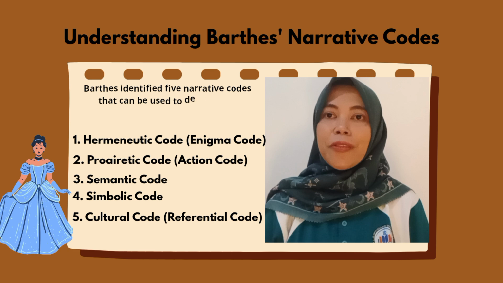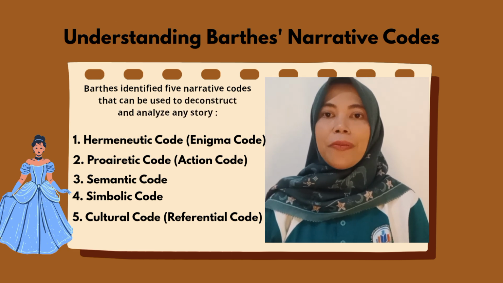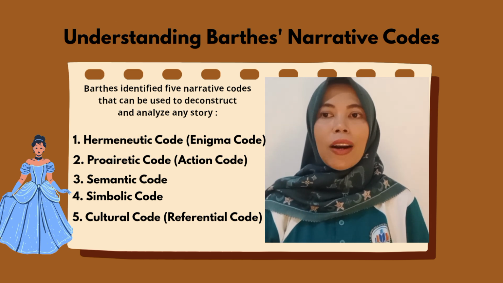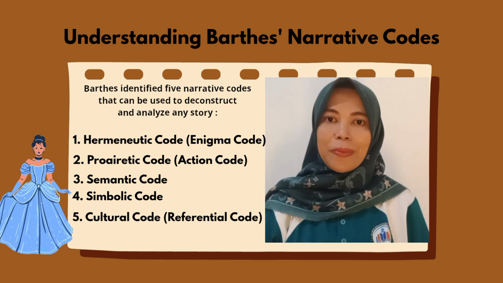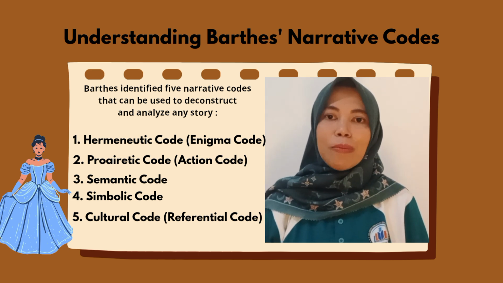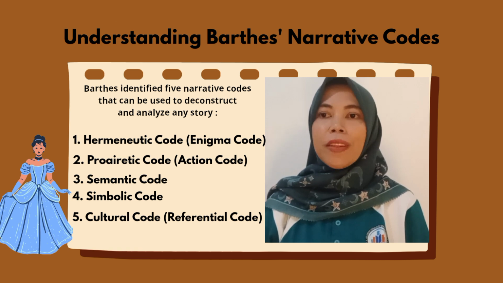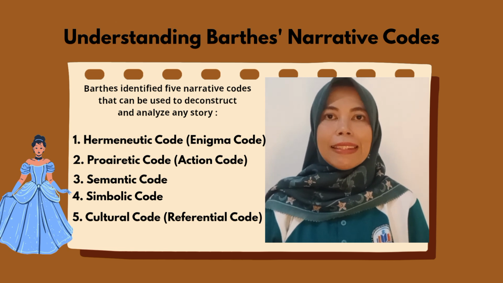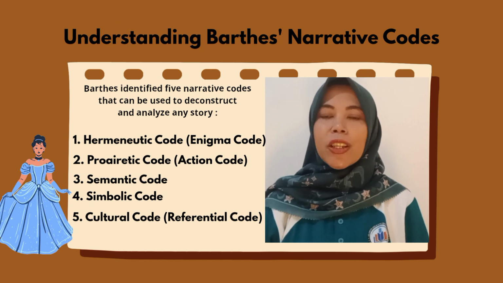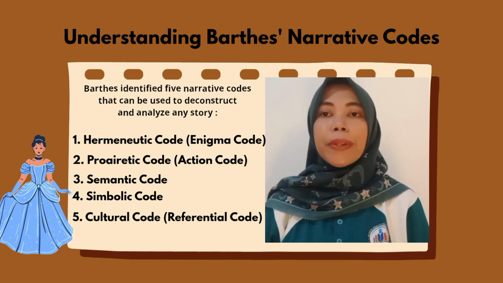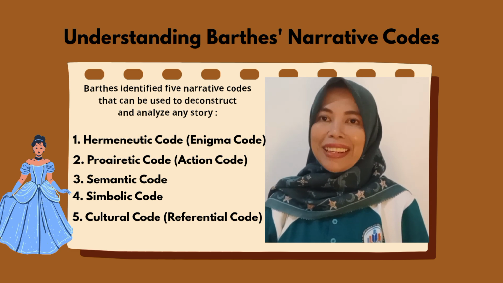Understanding Barthes' narrative codes. Barthes identified five narrative codes that can be used to deconstruct and analyze any story. Number one is hermeneutic code or enigma code. It refers to the elements of the story that create mystery or questions for the audience. Number two is proairetic code or action code. It pertains to action and events that build up tension and lead to other actions.